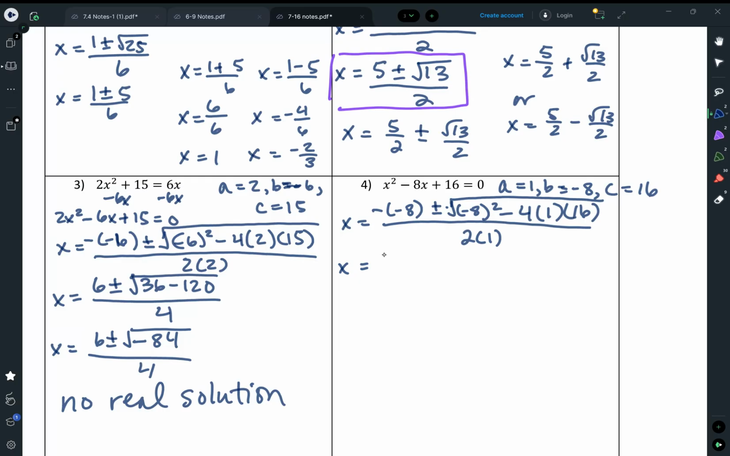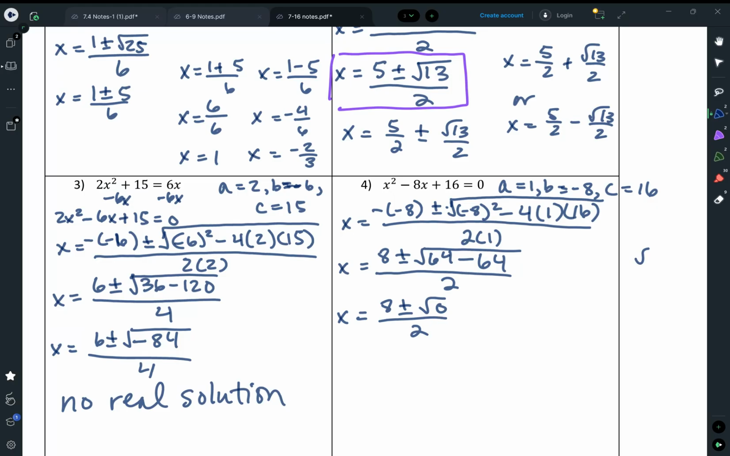So negative of negative 8 is a positive 8, plus or minus, let's see, the quantity negative 8 squared. Remember, that's negative times negative. That's a positive 64. 4 times 1 times 16, though, is also 64. So this is going to get a little bit weird. 2 times 1 is just 2. So we end up with 8 plus or minus the square root of 0 over 2. So the square root of 0 is 0.